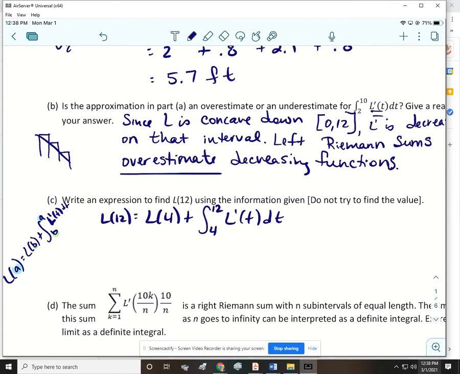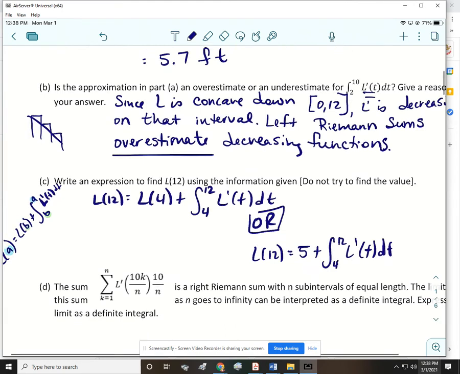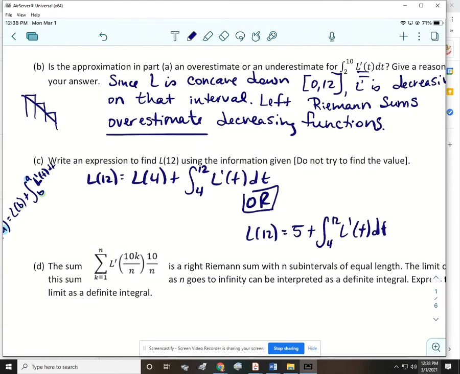I would just stop right there. So I'll tell you, though, the other thing you can do that's right is in the place of L of 4, you could write what L of 4 equals. But again, I would just stop after that first one. Don't do both, just stop.